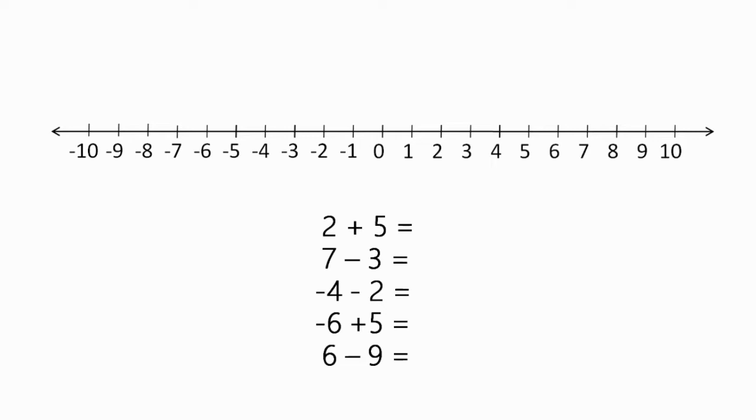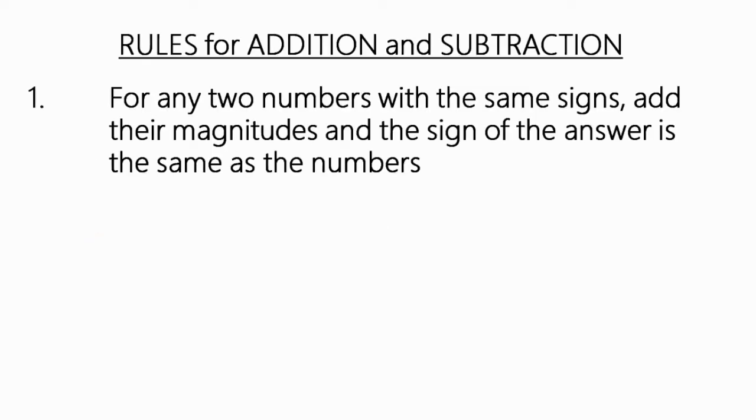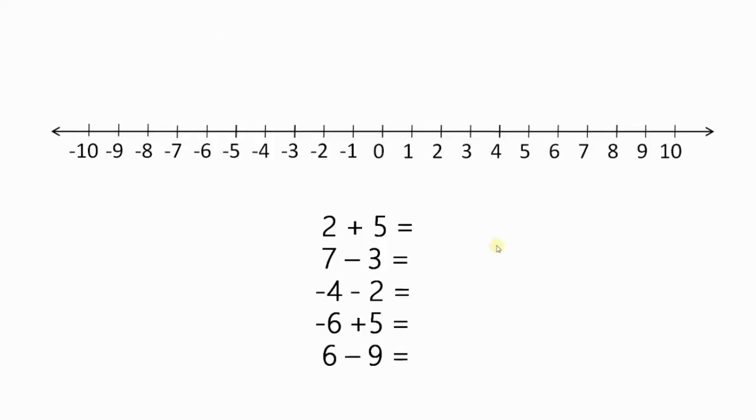So for the first one, you have 2 plus 5. So these are two positive numbers. And rule 1 says, for any two numbers with the same sign, add their magnitudes and the sign of the answer is the same as the numbers. So what we will do here is, on the real number line, all movement to the right are positive and movement to the left are negative values. So from 0, which is the origin, the beginning of movement for every problem, we will move 2 places to the right. That gives us +2.